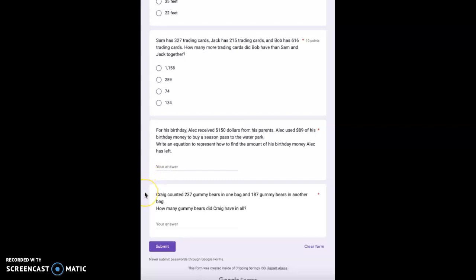Number 10. Craig counted 237 gummy bears in one bag and 187 gummy bears in another bag. How many gummy bears did Craig have in all? Please type in your answer.